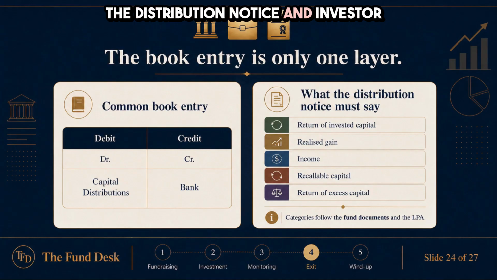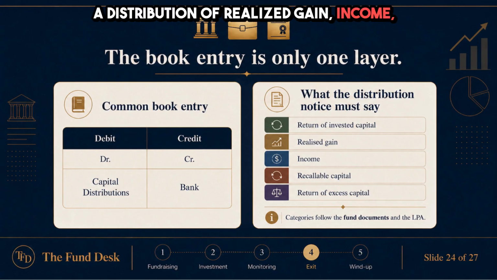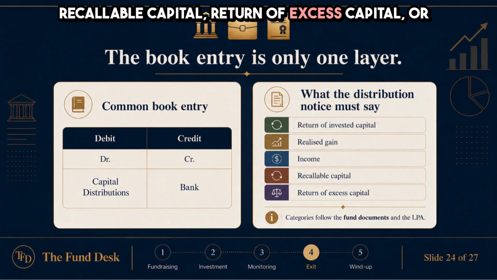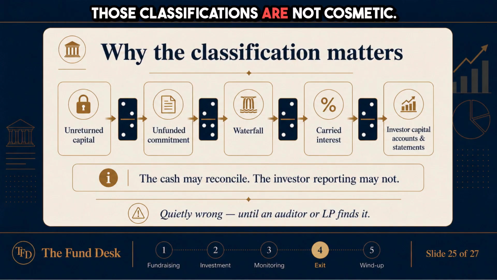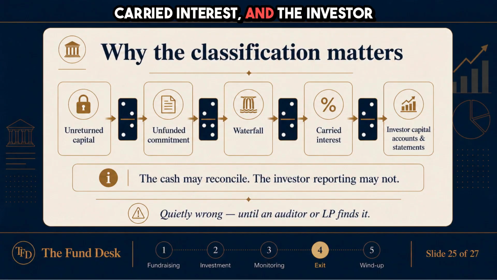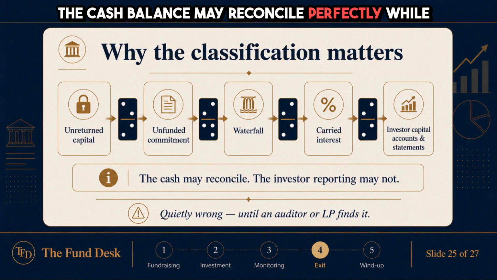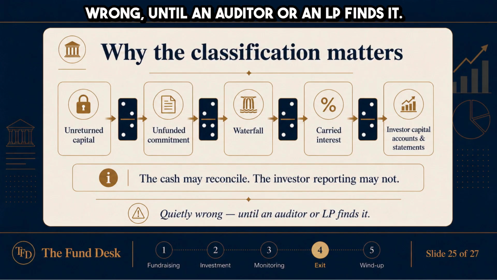The distribution notice and investor reporting must also explain what the cash represents under the LPA. Is it a return of invested capital, a distribution of realized gain, income, recallable capital, return of excess capital, or another category defined by the fund documents? Those classifications are not cosmetic. They can affect unreturned capital, unfunded commitment, the waterfall, carried interest, and the investor capital accounts and statements. The cash balance may reconcile perfectly while the investor reporting remains wrong, quietly wrong, until an auditor or an LP finds it.